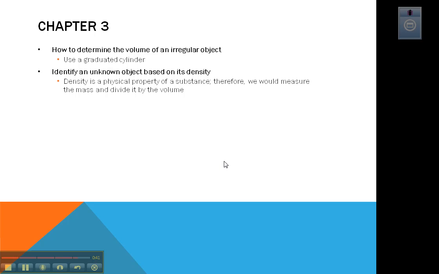Next up, identifying an unknown object based on its density. Well, remember, density is a physical property of a substance. So it's going to be constant. So we can actually find the mass, divide that by the volume, and compare that to the objects that we know, and we can identify an unknown object. We want to identify and know the difference between chemical and physical changes and properties.